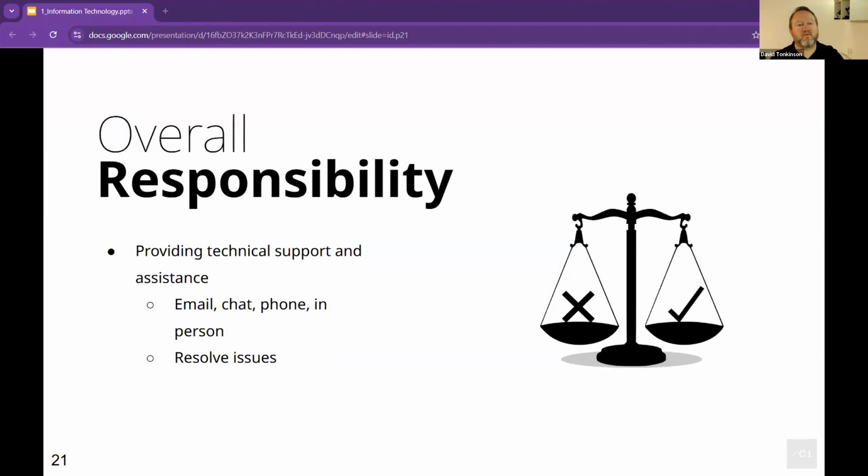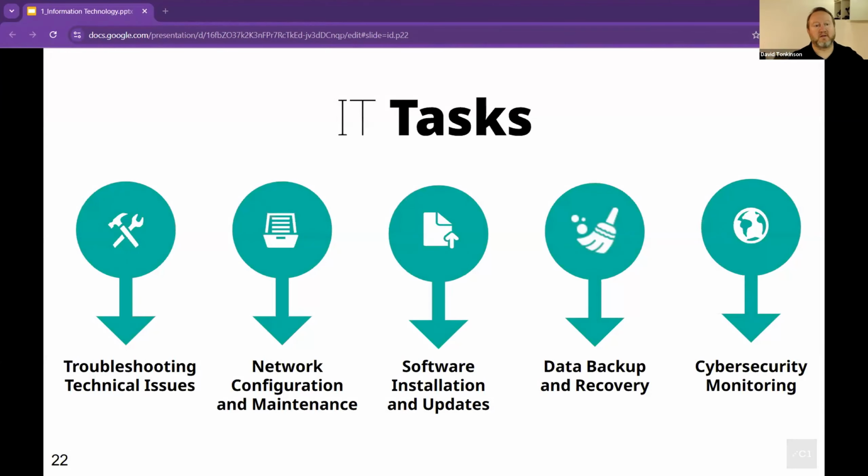Okay, so there are some overall responsibilities. Providing technical support and assistance is done via email, chat, phone, in person. God, we have walk-ins and things like that, okay? And your job is really to resolve issues. So we'll talk about some of those things.